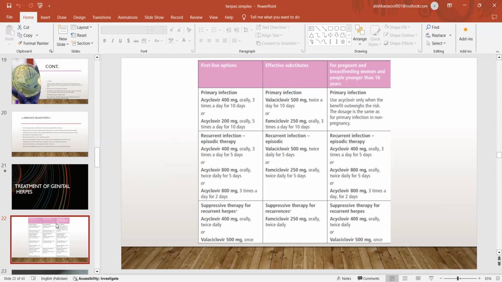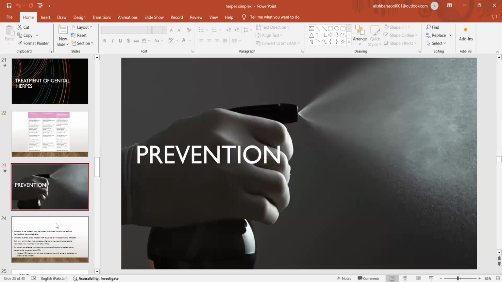For pregnant and breastfeeding women and people younger than 16 years, primary infection: use acyclovir only when the benefit outweighs the risk. The dosage is the same as for primary infection in non-pregnancy. Recurrent infection, episodic therapy: acyclovir 400 mg orally 3 times a day for 5 days, or acyclovir 800 mg orally twice daily for 5 days, or acyclovir 800 mg 3 times a day for 2 days. Suppressive therapy for recurrent herpes: acyclovir 400 mg orally twice daily, or valacyclovir 500 mg once.